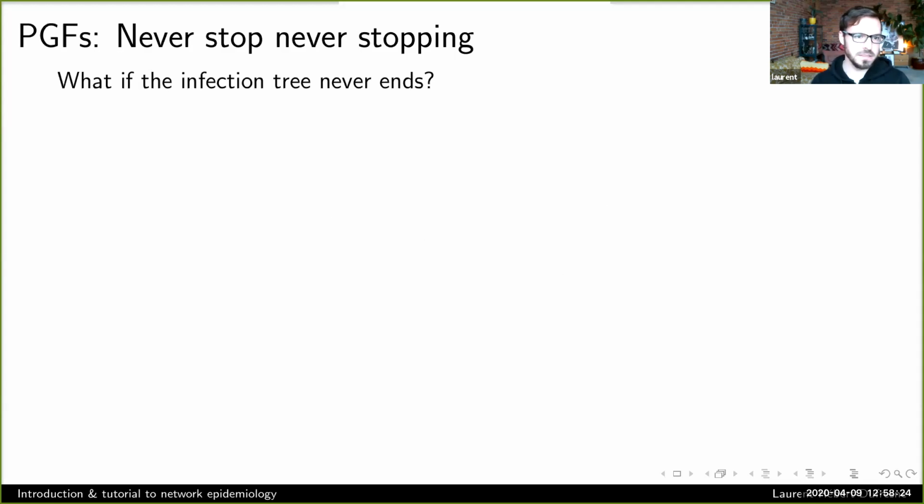Now, obviously, there's a chance that this tree never ends. I do 1 step, I do 2 steps. If everyone infects 2 people, I infect 2, 4, 8, 16, and it just grows on forever. So that's how we can tackle this question: based on the distribution of secondary cases, what is the probability that we don't control this, that this gets out of hand?